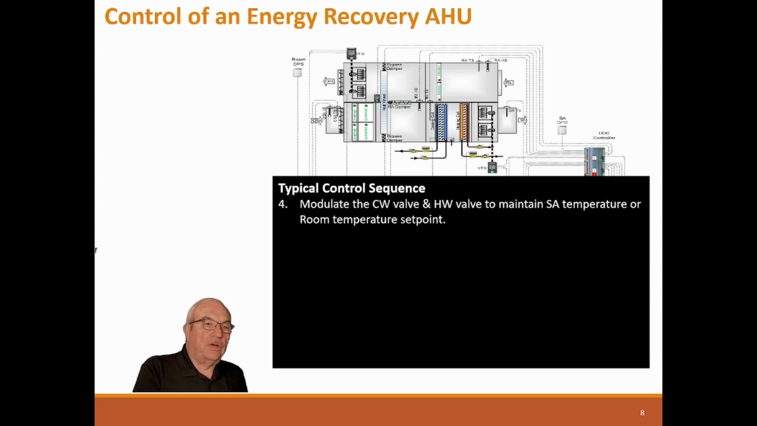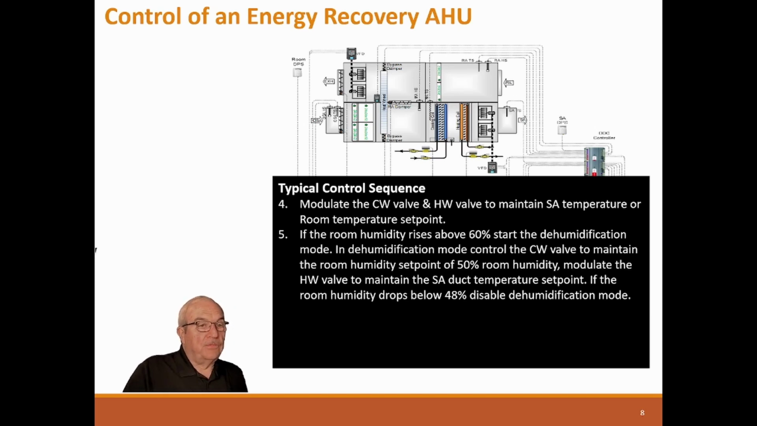Modulate the chill water and hot water valve to maintain the supply air temperature or room temperature set point, depending on what it's being used for. If the room humidity rises above 60%, start the dehumidification mode. This is a standard dehumidification cycle. In this mode, control the chill water valve to maintain the room humidity set point at 50% room humidity. Modulate the hot water valve to maintain the supply air duct temperature set point. If the room humidity drops below 48%, disable the dehumidification mode.